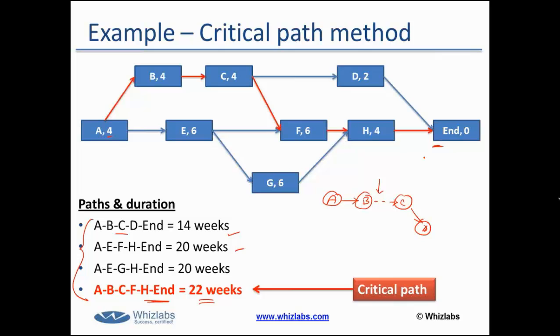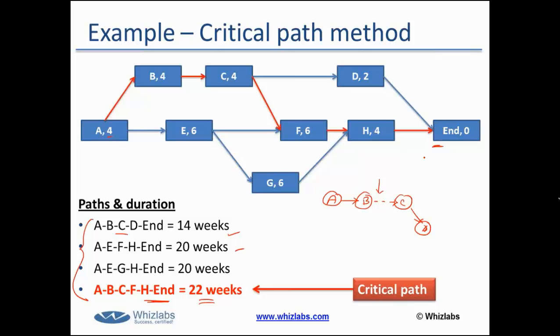From this diagram, can I say that this path, A, B, C, F, H, end, all the activities on this particular path are actually happening in sequence, and that indicates the total duration of the project, which is 22 weeks. I can say the critical path indicates the total duration of the project, and all the other activities which are not on the critical path are happening in parallel within that 22 weeks itself.